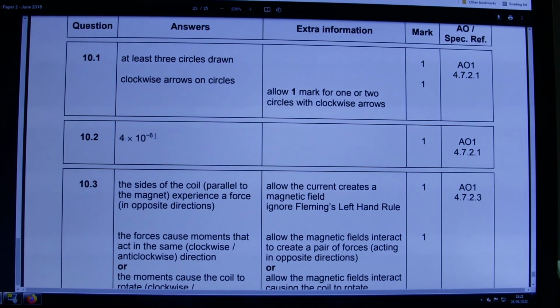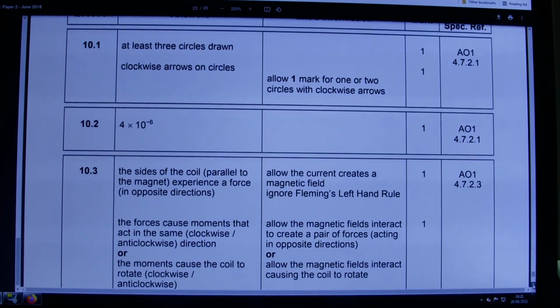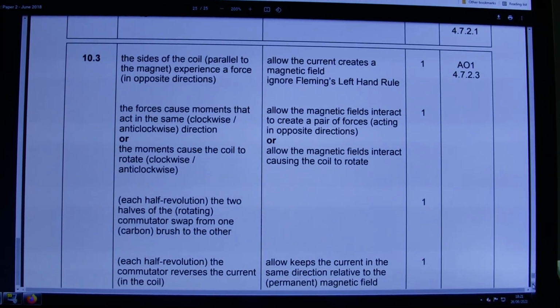4 times 10 to the negative 6, which just micro is times 10 to the negative 6. Very exciting question. Sides of the coil parallel to the magnet experience a force in opposite directions. Allow the current creates a magnetic field, ignore Fleming's left-hand rule. The forces cause moments that act in the same clockwise or anti-clockwise direction, or the moments cause the coil to rotate clockwise or anti-clockwise. Yeah. Allow magnetic fields interact to create a pair of forces acting in opposite directions, or allow the magnetic fields interact causing the coil to rotate.